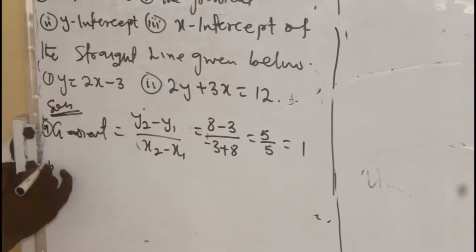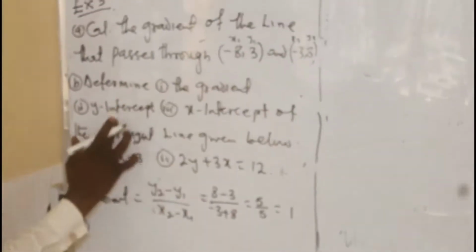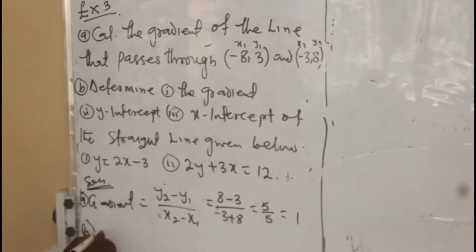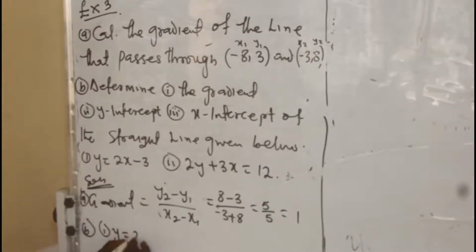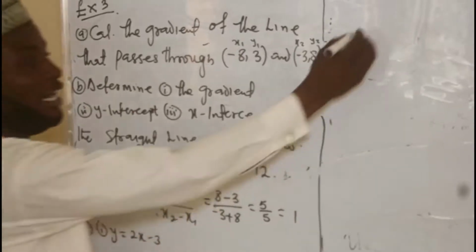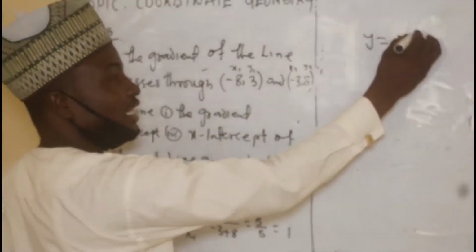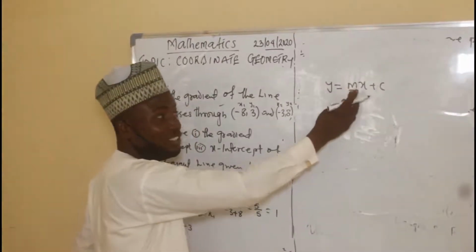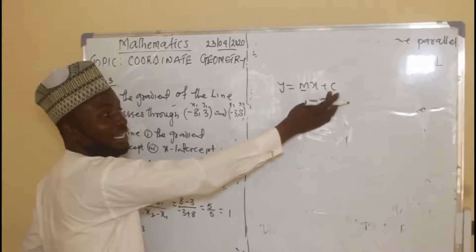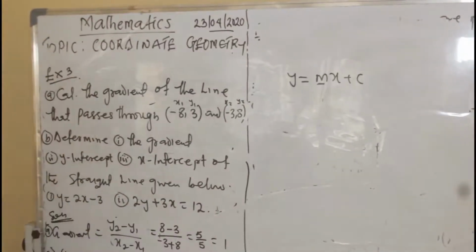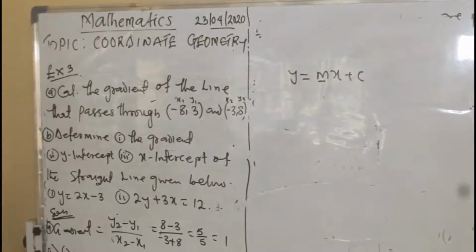B, we are asked to determine the gradient, y-intercept, and the x-intercept of the following line. What is the first line we have there? y is equal to 2x minus 3. We have already stated initially that the general equation of a straight line is mx plus c, right? And we said in that case, our m, which is the coefficient of x, is the gradient. And our c is what? Y-intercept. Are we together?